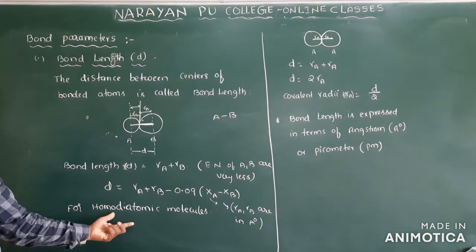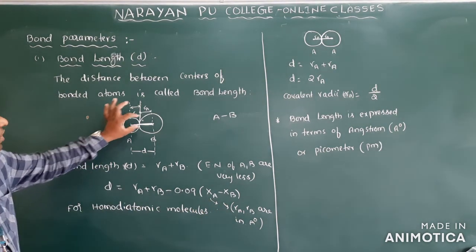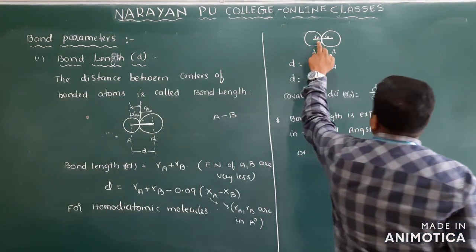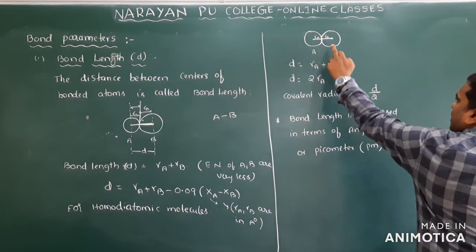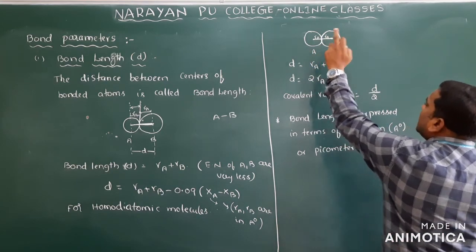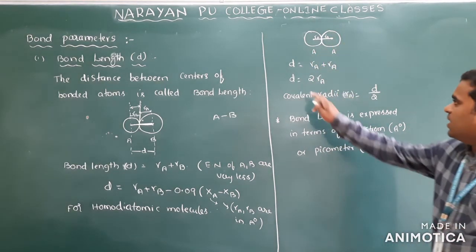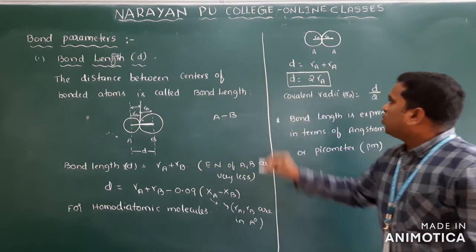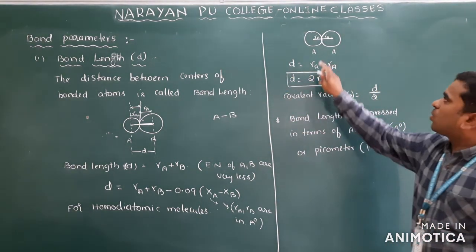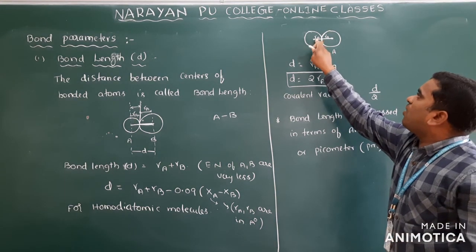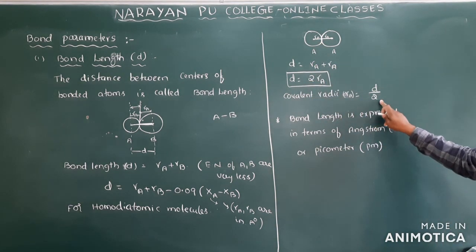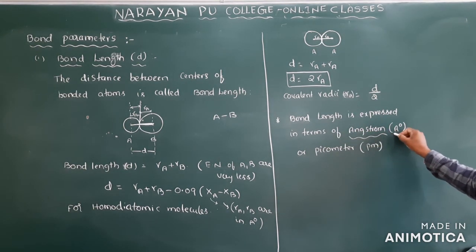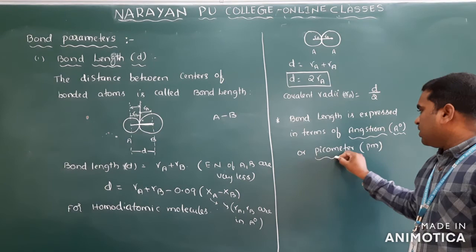So for a homodiatomic molecule, if both atoms are the same, then bond length is equal to the radius of A plus the radius of the other A. So D is equal to 2RA. That's why bond length is equal to 2 into RA. If we want the covalent radius RA, then bond length divided by 2. And it is expressed in angstrom, whose symbol is A naught, and picometer.